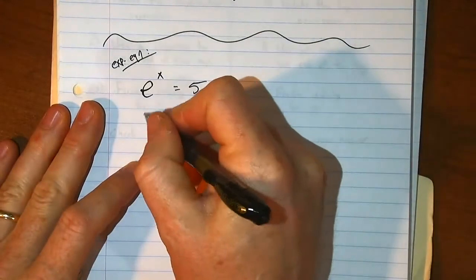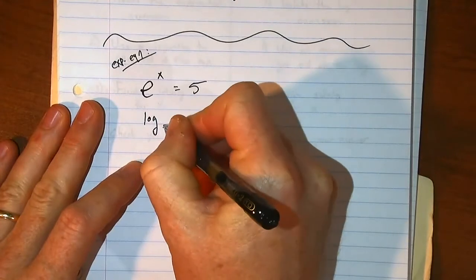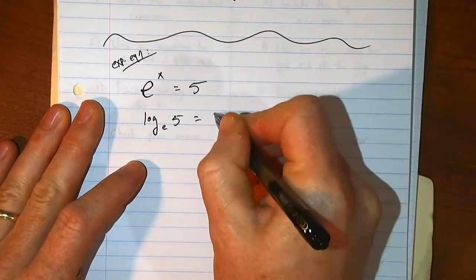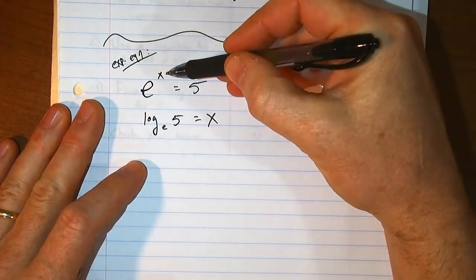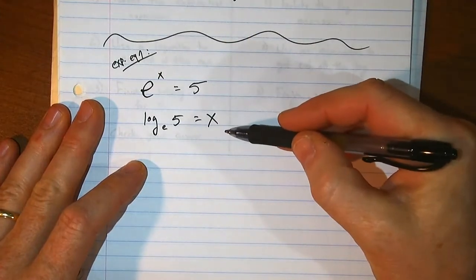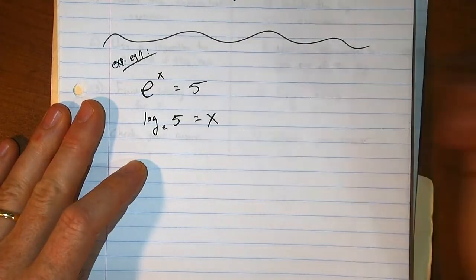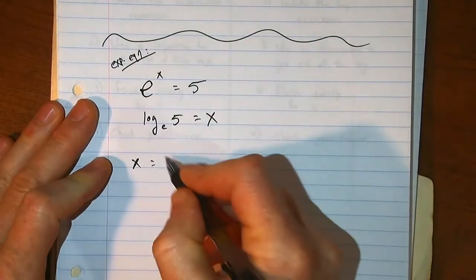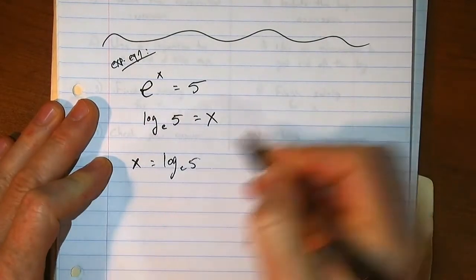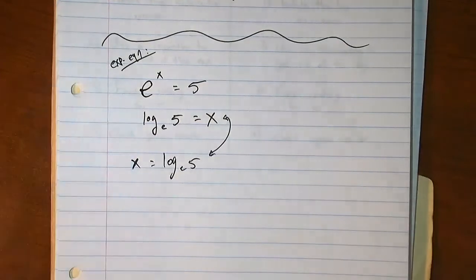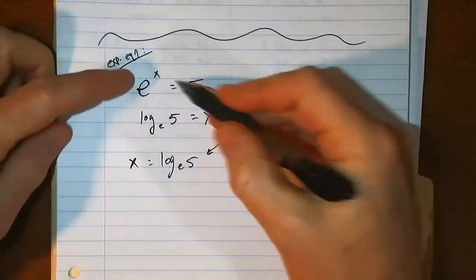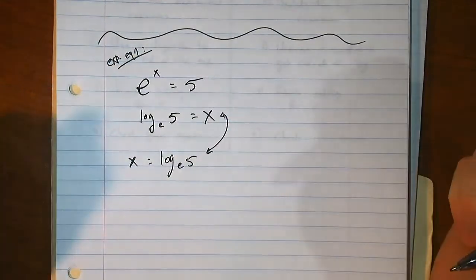And when you do that, the result is that you're going to end up with whatever was in the exponent all by itself on one side of the equation. Now, it doesn't matter which side of the equation it's on. Remember, these two equations mean the same thing. So it doesn't matter which side you put it on, but you're going to end up with that variable on one side of the equation.